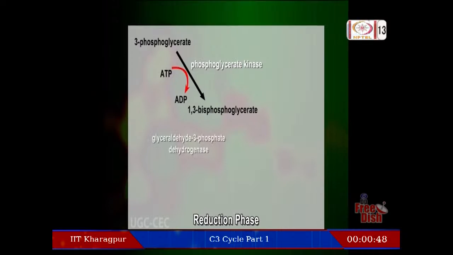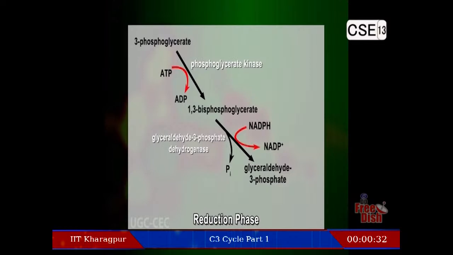Then another enzyme, that is glyceraldehyde 3-phosphate dehydrogenase, catalyzes the reduction of 1,3-BPGA by NADPH, which is another product of the light reaction, to glyceraldehyde 3-phosphate or 3-phosphoglyceraldehyde, and the NADPH is oxidized to NADP positive. Here again 2 molecules of NADPH are utilized per molecule of carbon dioxide fixed. The next stage in the Calvin cycle is the regeneration of RuBP.